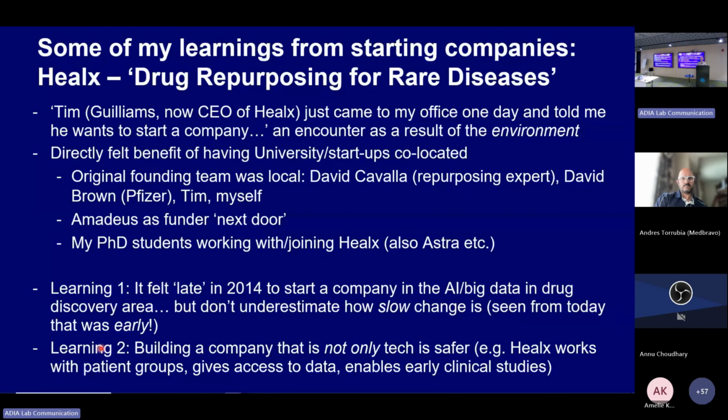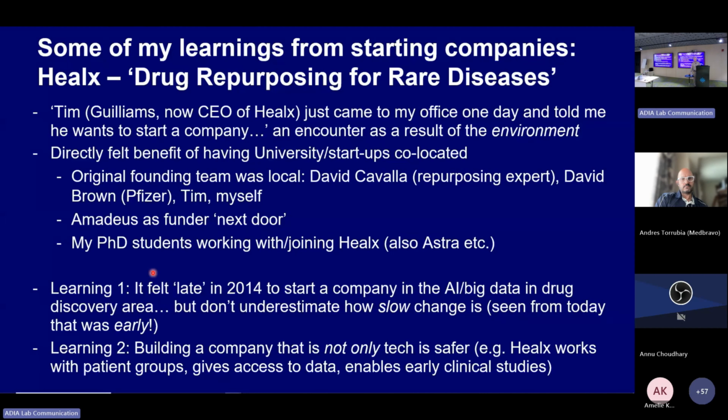There was a real benefit of having the university and startups co-located. The founding team was local. Amadeus as a funder, Amadeus Capital, was next door. My PhD students working with the company and so on. It's really synergies that you get if you have academia, startups, big pharma in one place.